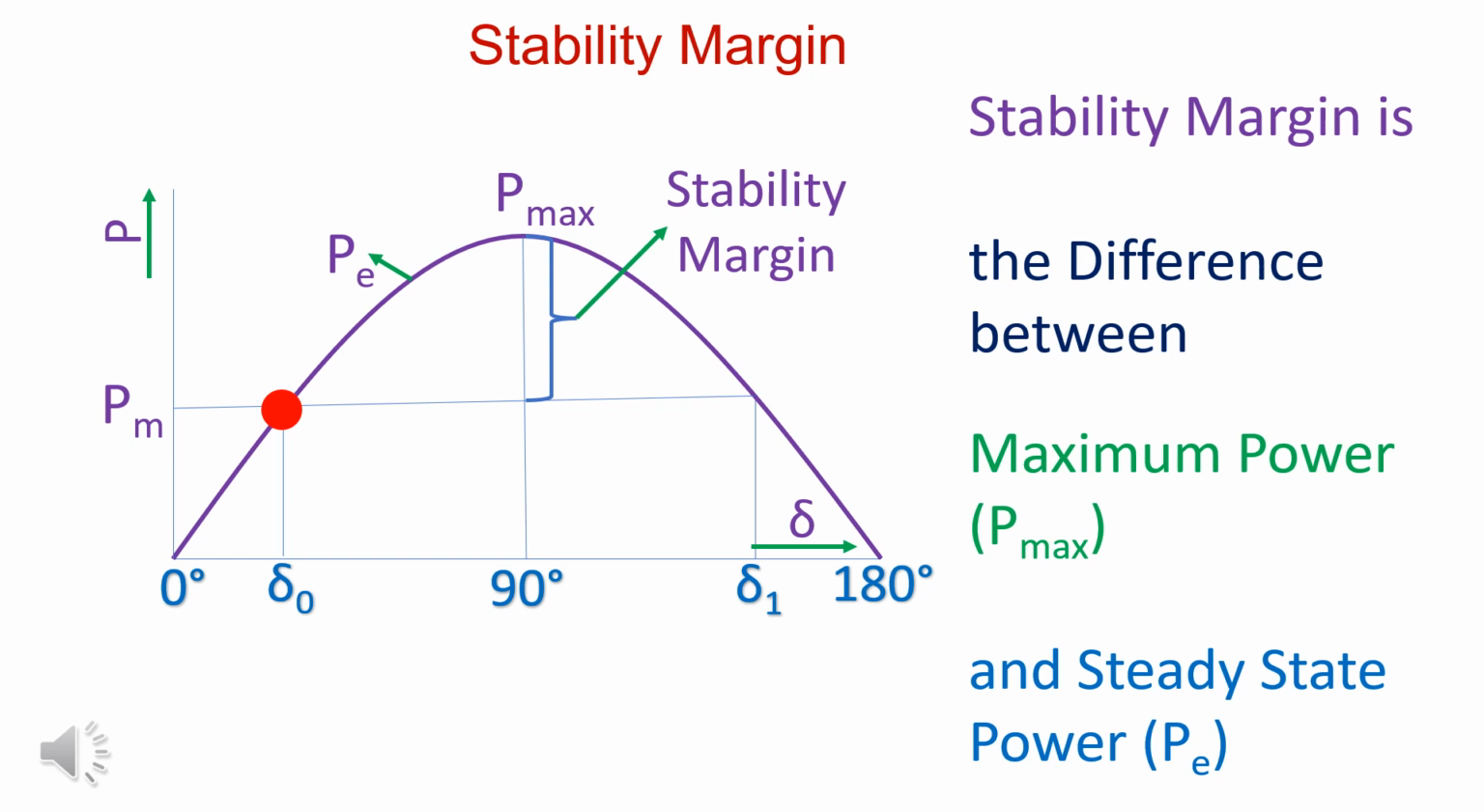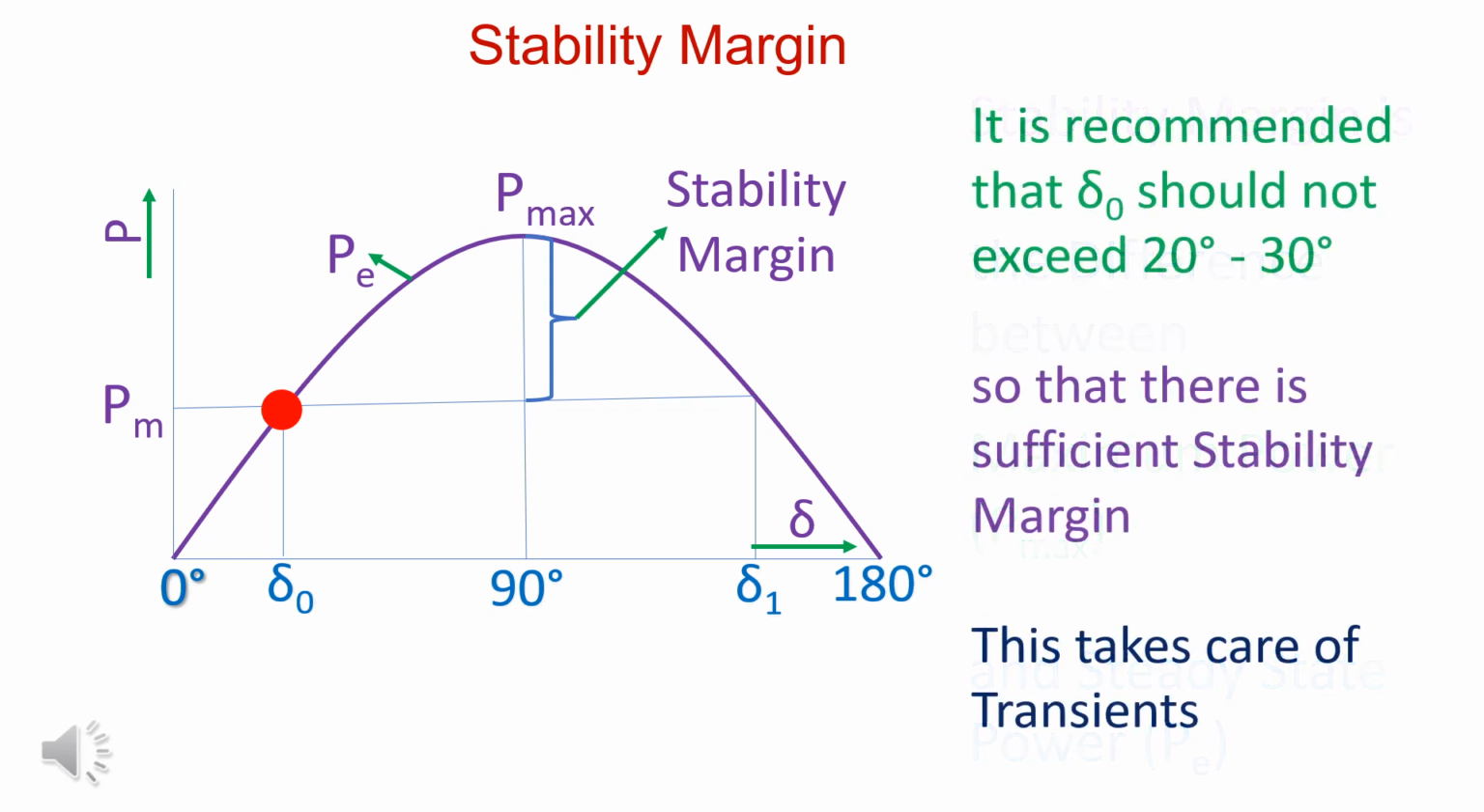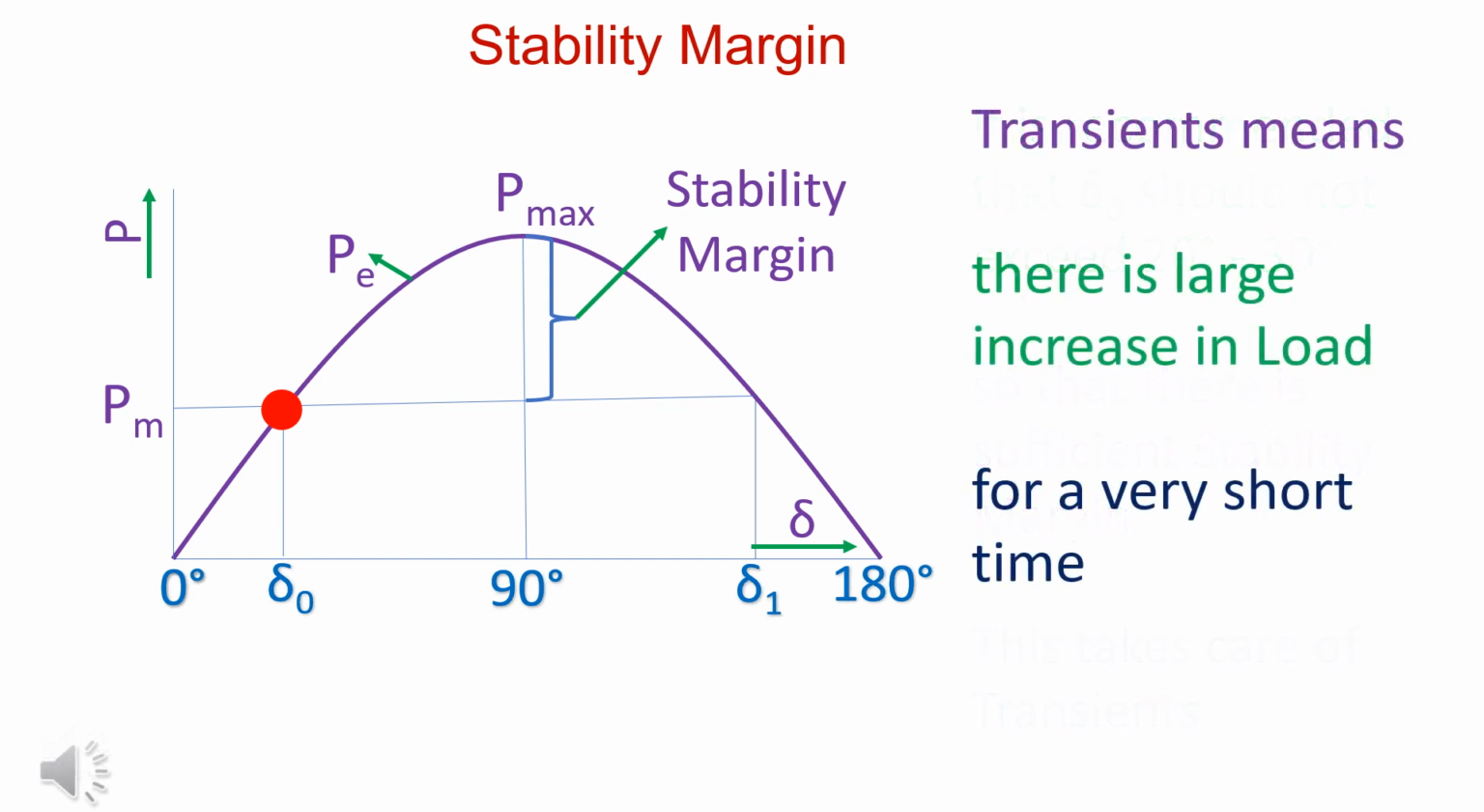Stability margin is the difference between maximum power and steady state power. Recommended load angle is 20 to 30 degree to take care of transients. Transient means a large increase in load for a very short time.